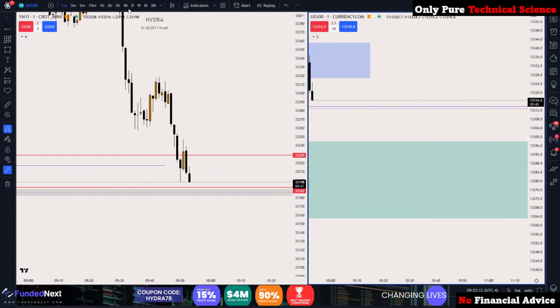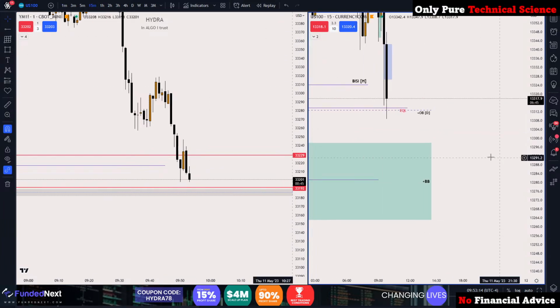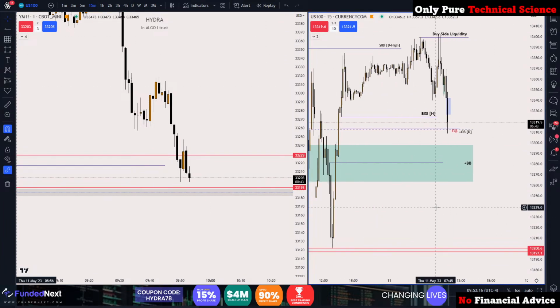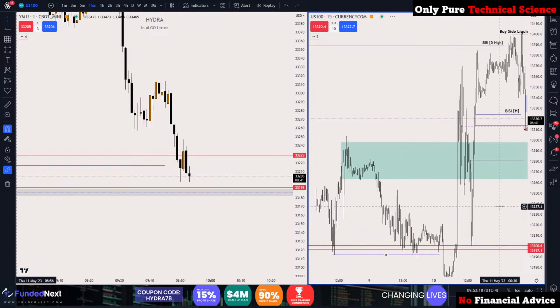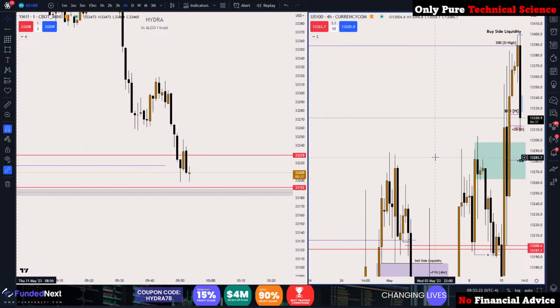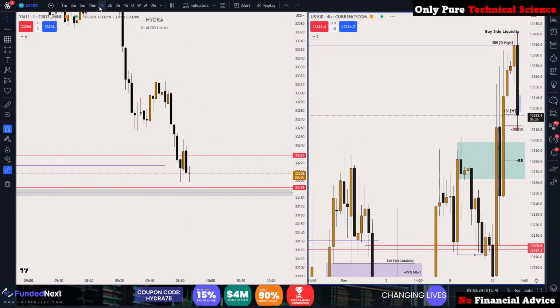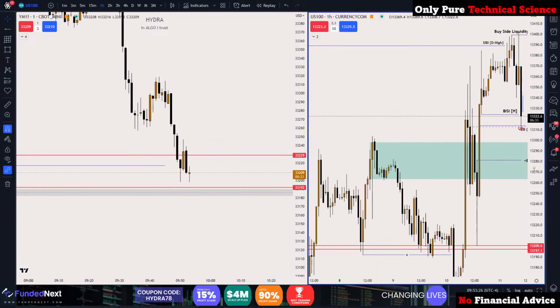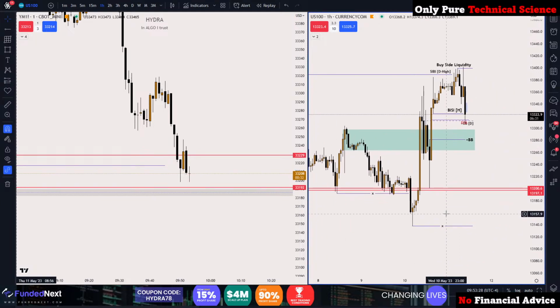We do have a breaker block here on Nasdaq though. There's a breaker block. Do you guys see it? It's from higher time frame, so I'll have to take you guys on the higher time frame. I think it was from the hourly chart. Yes. Do you guys see it?